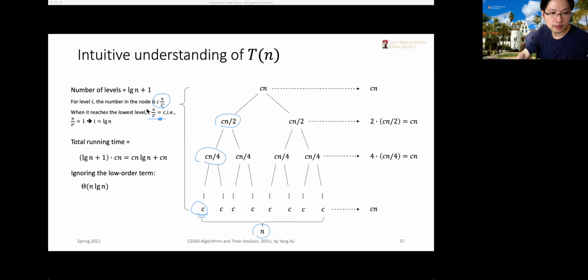And by solving this equation, we will have that i equals logarithm of n. This means that we can at most do logarithm of n many splits. We can only do that many levels of splits, right? If we go one level further, we would need to divide one element into two halves, which doesn't make sense in the sorting problem, right?